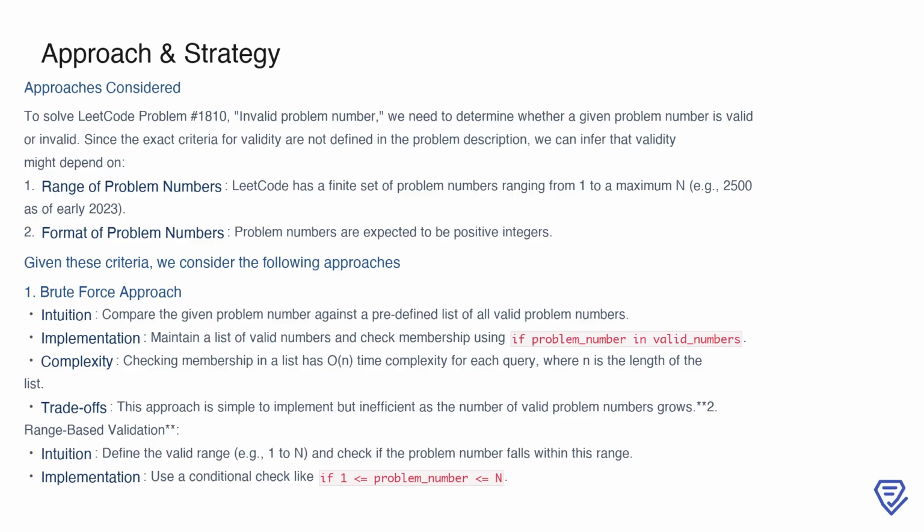An alternative is the range-based validation approach, where we define a valid range from 1 to n and simply check if the given number falls within this range. This approach is computationally efficient, as checking a condition like 1 <= problem_number <= n takes constant time, or O(1), per query. However, this assumes that the maximum problem number, n, is known beforehand.